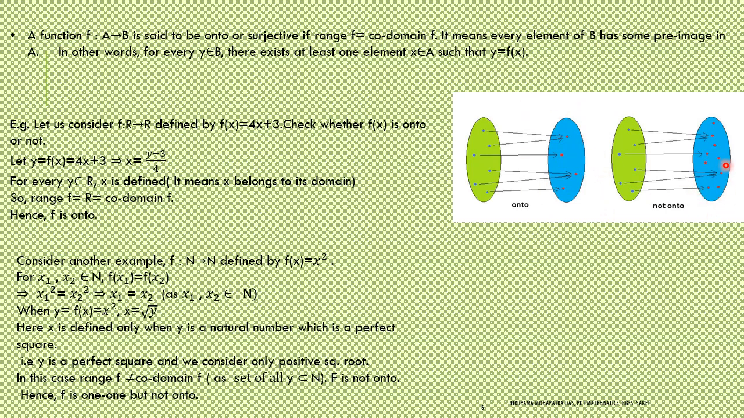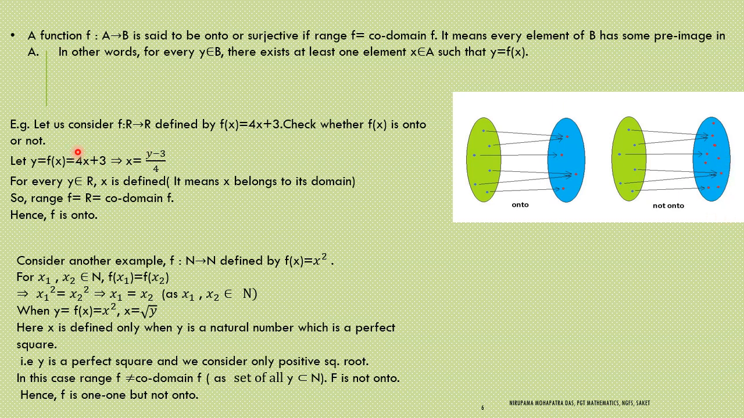And in this case you see some elements from B are left, they are not associated with any element of the set A, right? So this is a function, but this is not an onto function. Okay, it is a function because every element of A is associated with a unique element of B, right? As per the definition, it is a function, but it is not onto because here the range is not equal to the codomain, right?